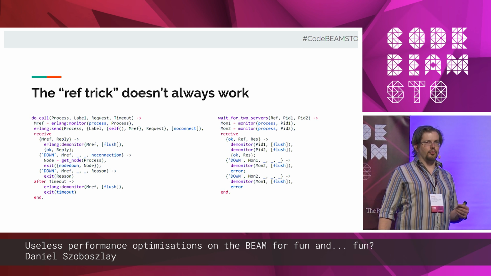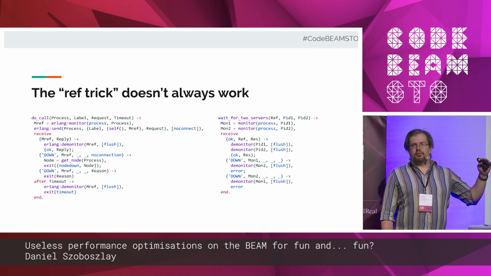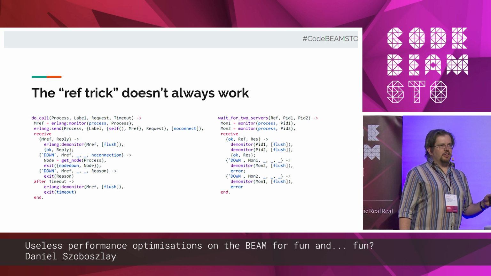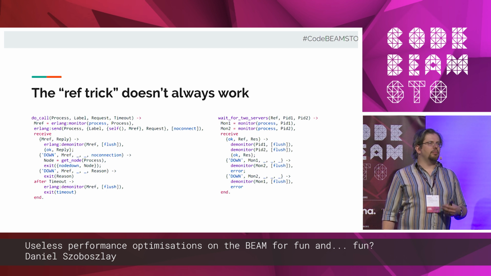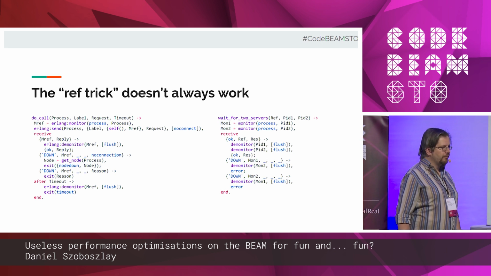So I had to monitor both of them. This meant that in my receive statement, I have different references in each of the patterns, but they were all fresh and unique references, so the ref trick could in theory apply, but the compiler wasn't smart enough to detect that and didn't apply the optimization.